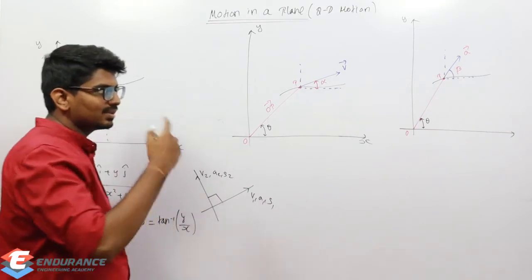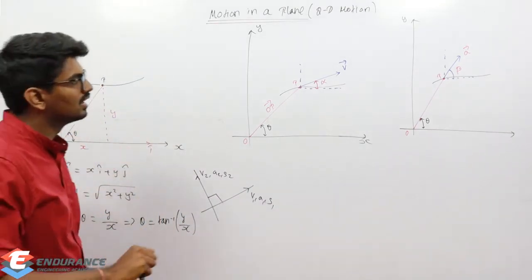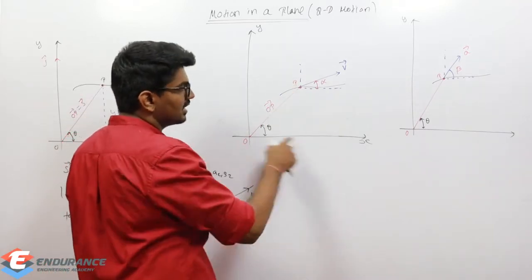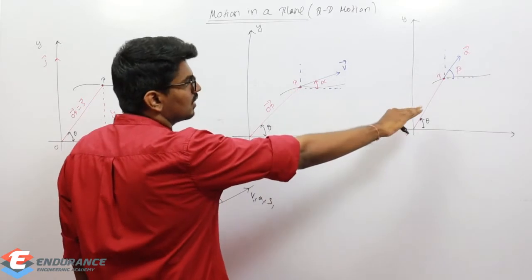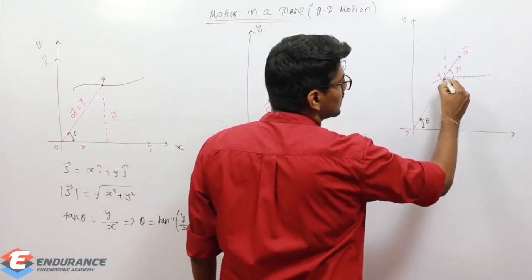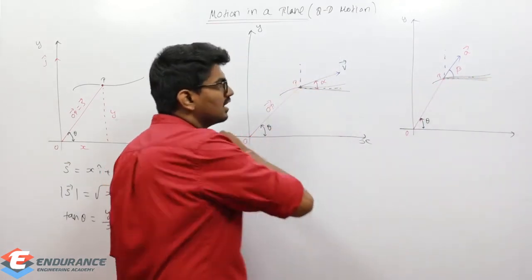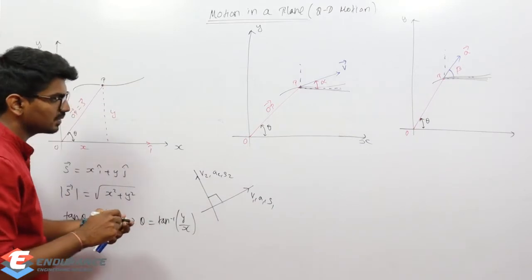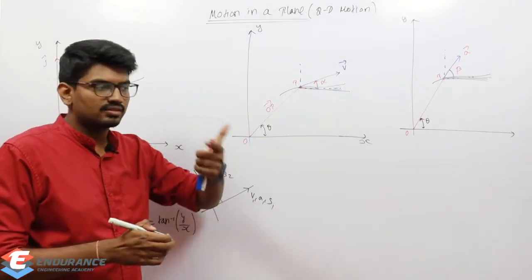So I am going to represent different angles. For a displacement vector I am taking theta with respect to the x axis. Velocity, it is alpha with respect to the horizontal axis, and similarly for acceleration I am taking beta with respect to horizontal. This is a horizontal axis. The dotted line which I drew is the horizontal axis. So with respect to the horizontal axis, the angle will be alpha for velocity.